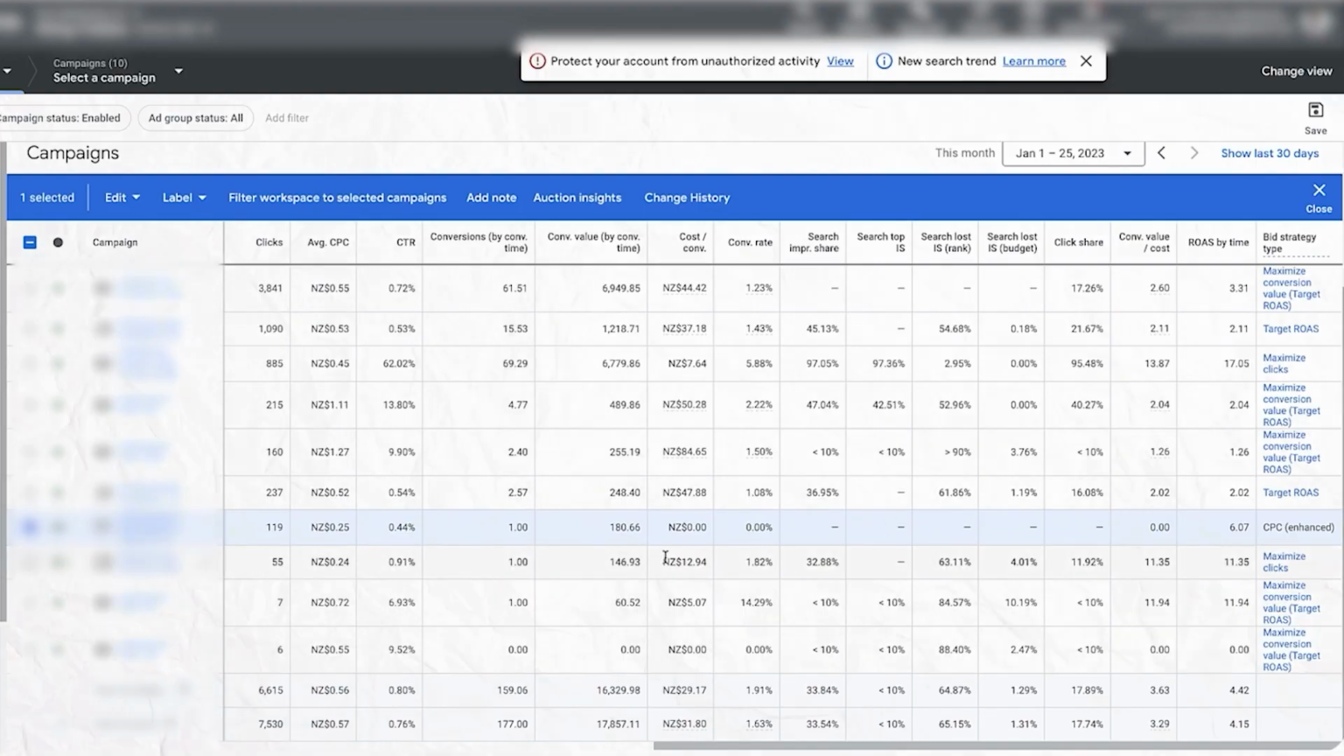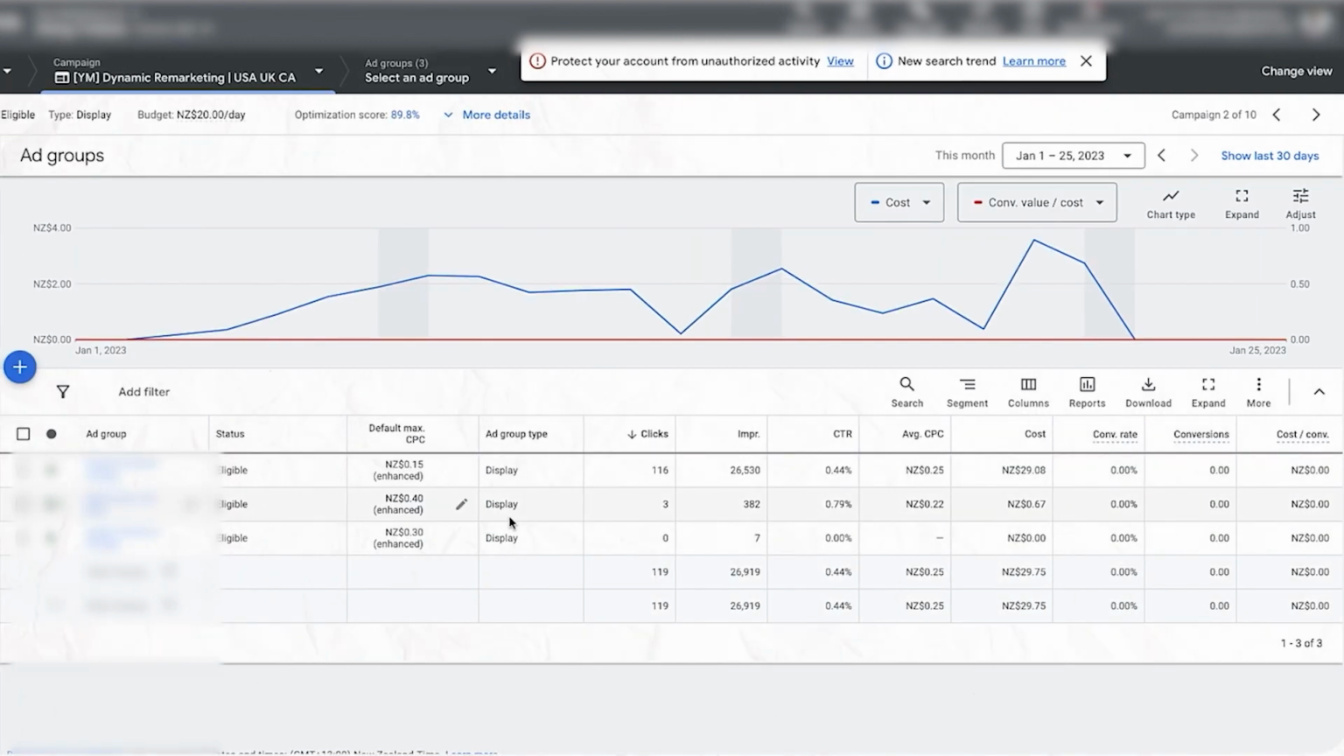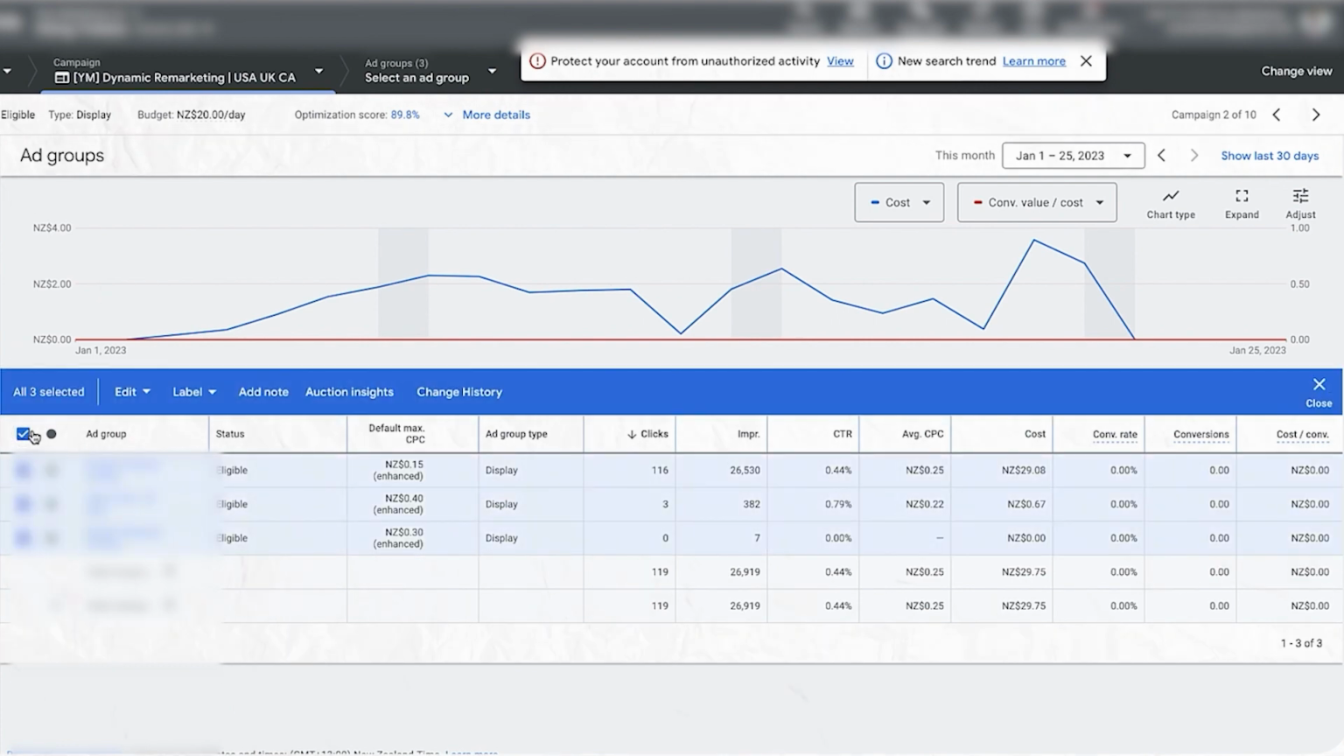Now, with this specific remarketing campaign we have going on right here, this is a dynamic display retargeting campaign. It has gotten us one sale already, and you can see there's 3 different ad groups within this display campaign.